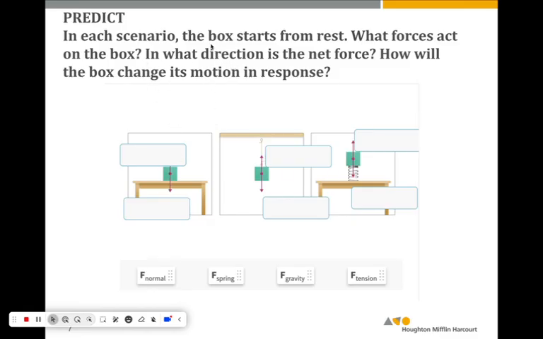So in these scenarios, the box starting from rest, what forces are acting on the box, and what direction is the net force, and how will the box change its motion in response? So in this scenario, the normal force is pushing upwards, while gravitational force is pushing downwards.